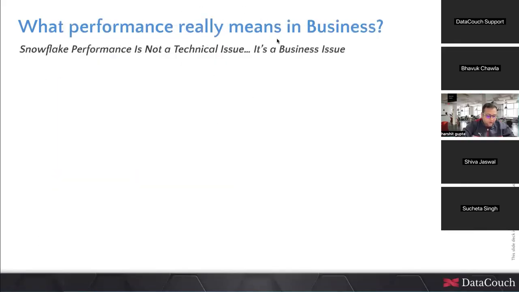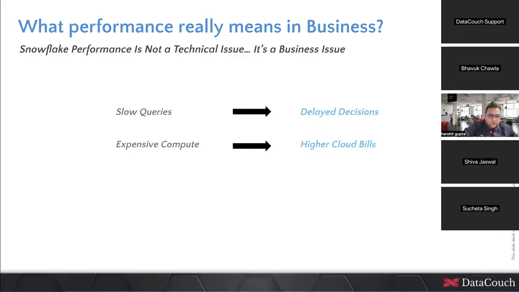So what does performance really mean in business? When we talk about the business side of performance, what does it mean? When we say performance problem, what does the business team hear? They are not going to hear that we are having very slow queries, or that the dashboard is slow. They'll be saying delayed decisions. There is a delay in the decisions. They're not going to say compute issues or expensive compute. They are going to say there are higher cloud bills.